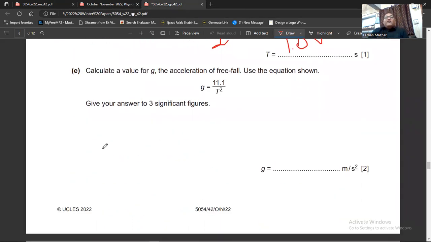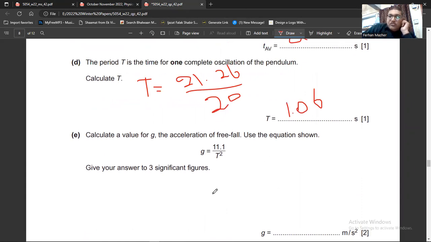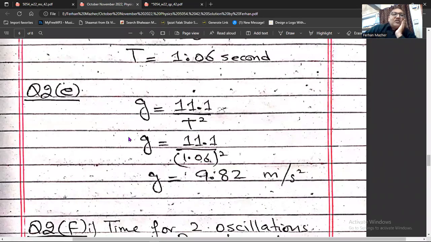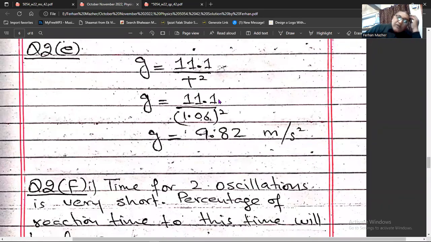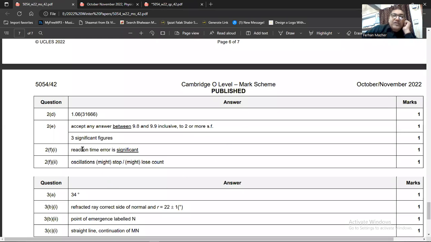Calculate a value for g, the acceleration of free fall. Use the equation shown. g is equal to 11.1 over capital T squared. So it will be 11.1 divided by 1.06 whole squared, very simple, and that will be 9.82 meters per second squared. So our answer is right. They are saying this. Okay, so our answer is between these.